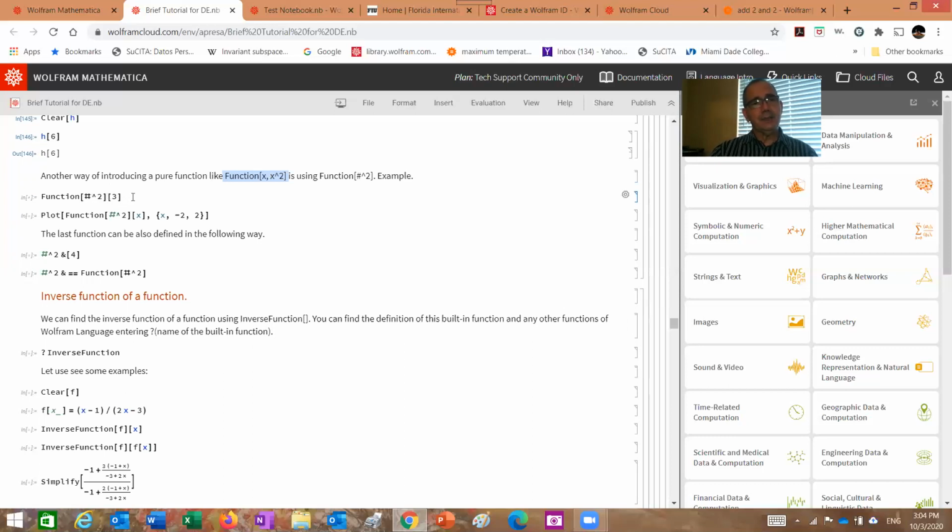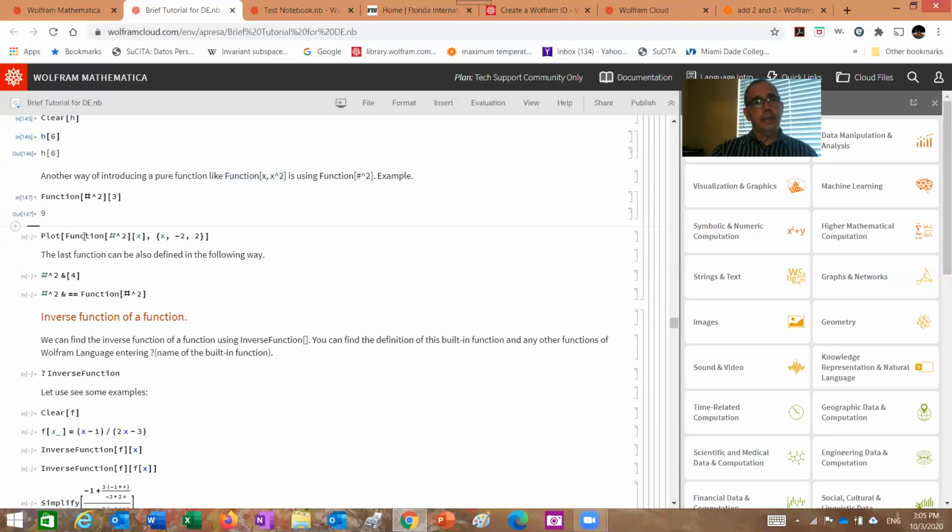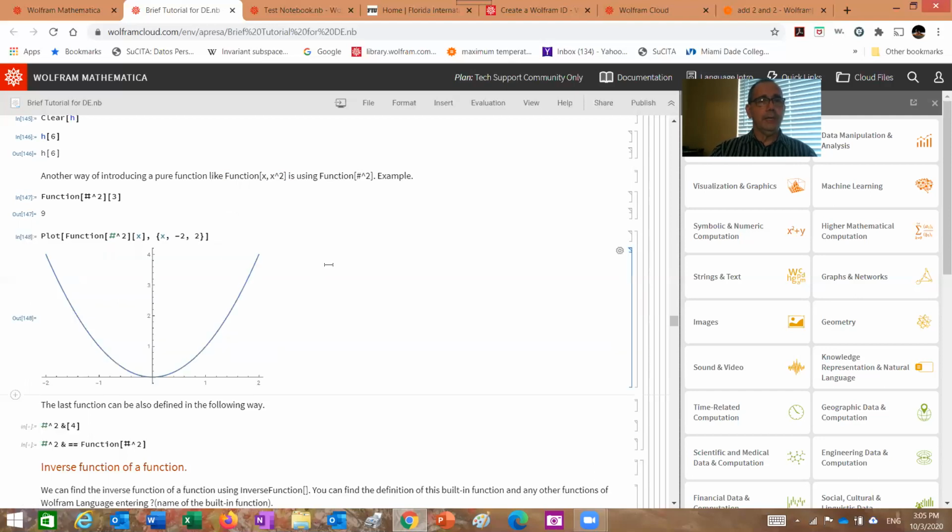It means if you apply that function to 3, what do you obtain? You obtain 9. If you want to plot that function, what do you have to do? You have to evaluate that function at x and take all values of x from -2 to 2. This is the way of indicating that, and to use Plot. Later we're going to see the form of the Plot function in more detail.